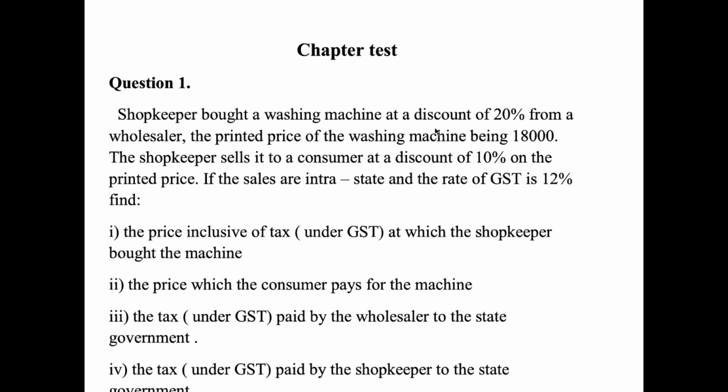A shopkeeper bought a washing machine at a discount of 20% from a wholesaler. The printed price of the washing machine being rupees 18,000, the shopkeeper sells it to a consumer at a discount of 10% on the printed price. If the sales are intra-state and the rate of GST is 12%, find number 1, the price inclusive of tax under GST at which the shopkeeper bought the machine.